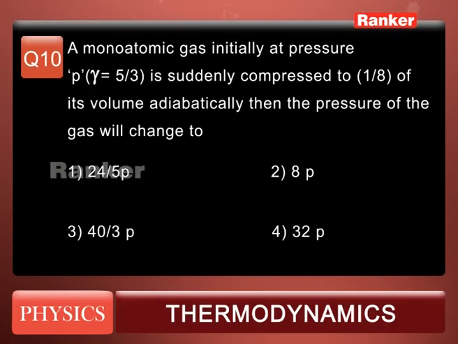Question number 10. A monatomic gas initially at pressure P, gamma for that gas is 5 by 3, is suddenly compressed to 1 by 8 of its volume adiabatically. Then the pressure of the gas will change to: first option 24 by 5 P, second option 8P, third option 40 by 3 P, fourth option 32P.